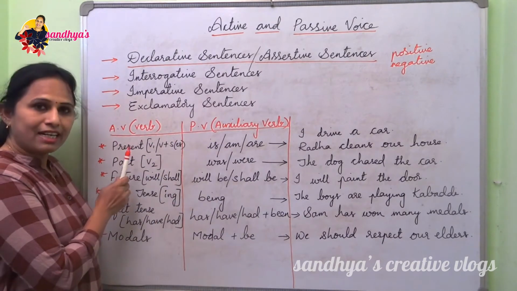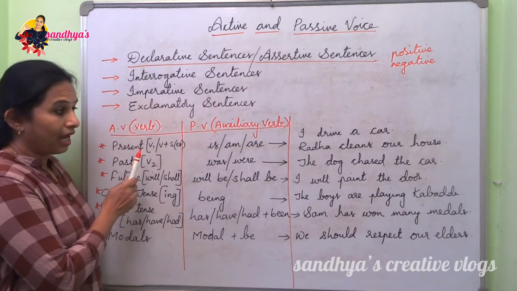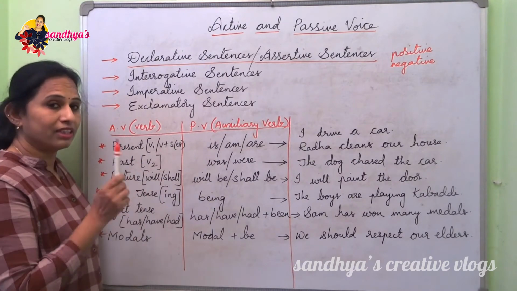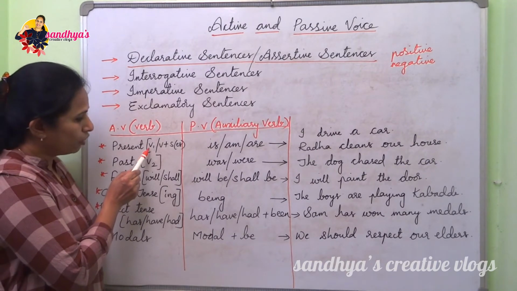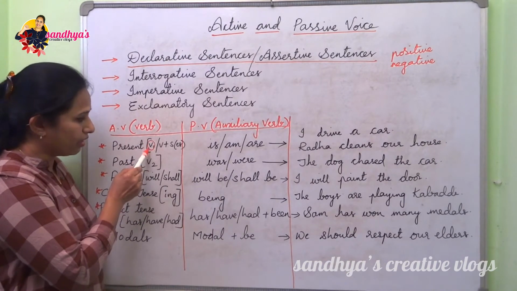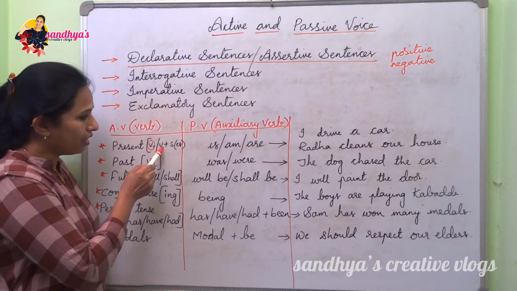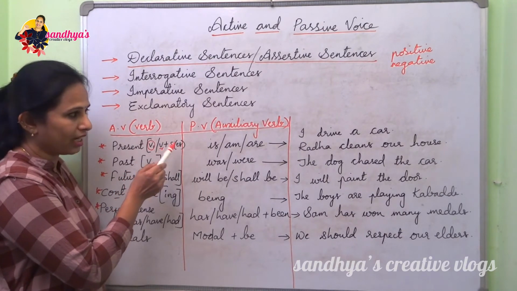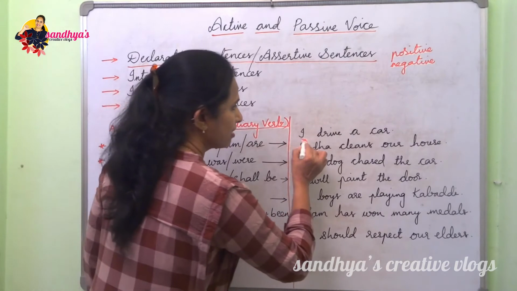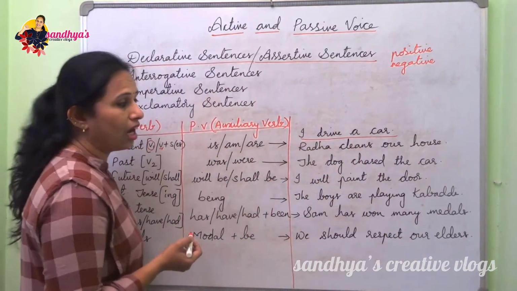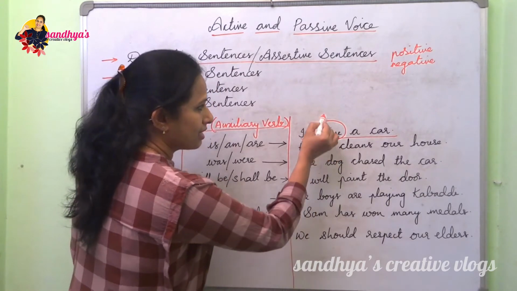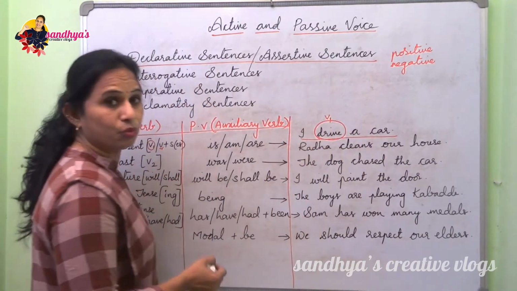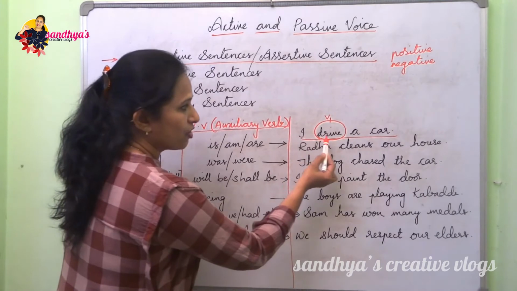Now, if the sentence is given in present tense, how are you going to identify whether the sentence is in present or not? We will look at the verb. The verb will be in the root form, that is V1, or this V1 will be added with s or es. Have a look at this sentence. I drive a car. In this, drive is the verb, and this is the root form of the verb. We call it V1.